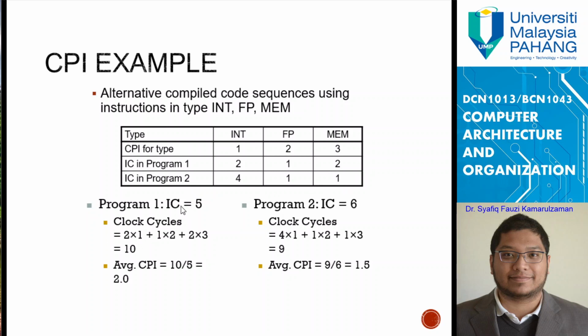In the case of program 1, the instruction count is 5. Clock cycles equal 2 times 1, 1 times 2, and 2 times 3. You can see here 2 times 1, 1 times 2, 2 times 3, you get 10 for program 1. So average CPI is 10 divided by the 5 instruction count here, which is 2.0. For program 2, average CPI is 1.5.